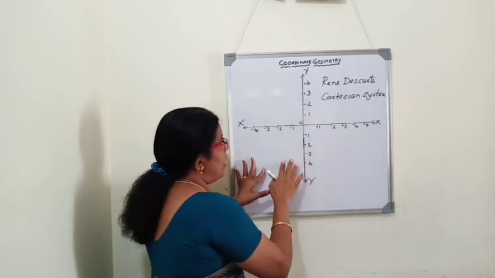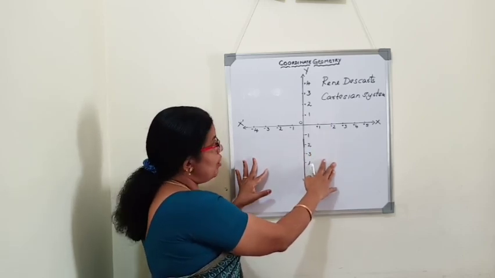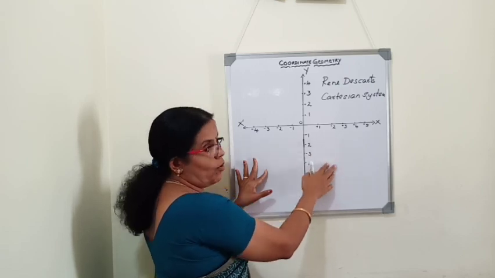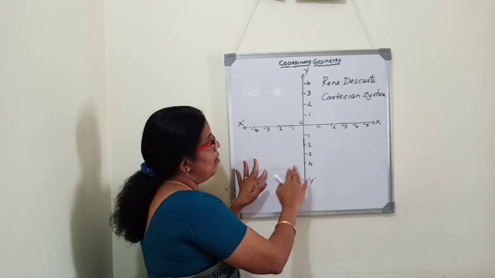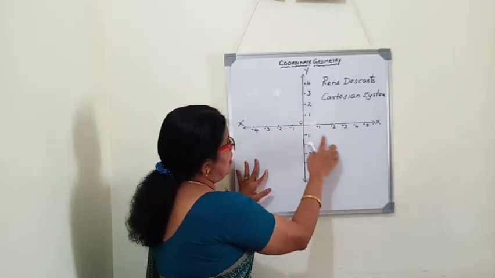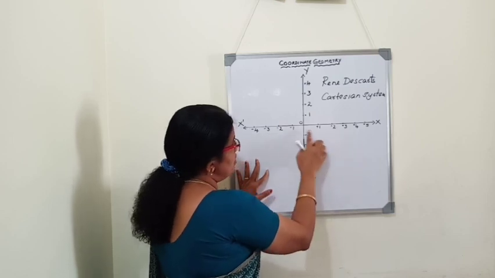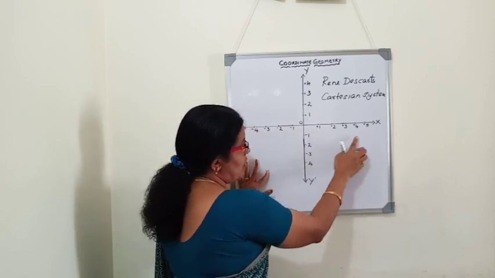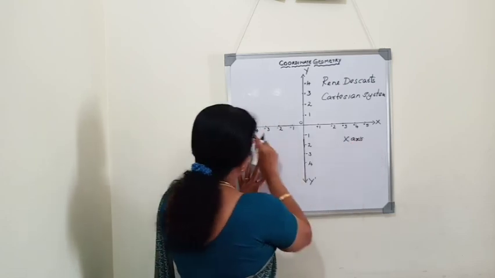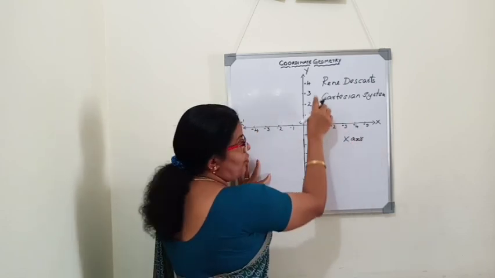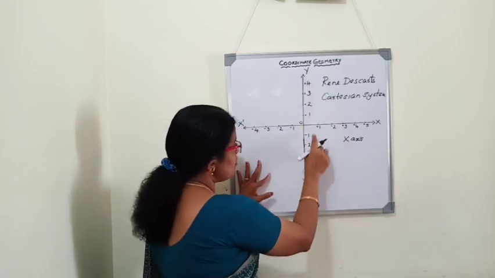So, in a plane, when we mark the points or plot the points, it is called a Cartesian plane. You all know that we are plotting the points on a graph sheet. So, graph sheet is called a Cartesian plane. In this Cartesian plane, these two perpendicular lines: the horizontal line is called the x-axis, that is X'OX, and the vertical line is the y-axis, YOY'.